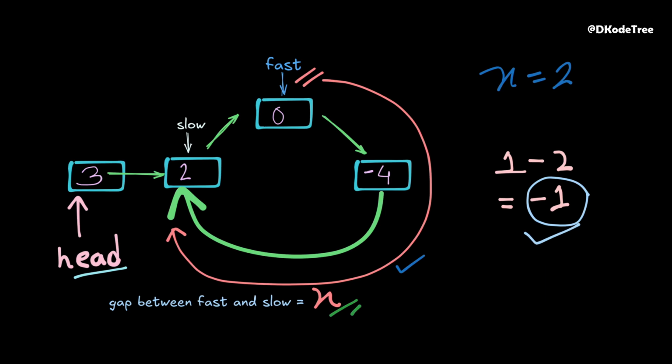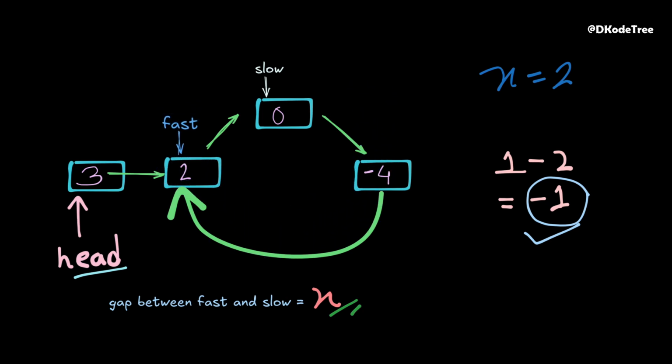This we can easily see as, say, let's move slow by 1. So now slow is at 0 and fast by 2. So fast will move to -4 and then 2, that is 2 steps. At this point you can see the distance between fast and slow is actually 1.